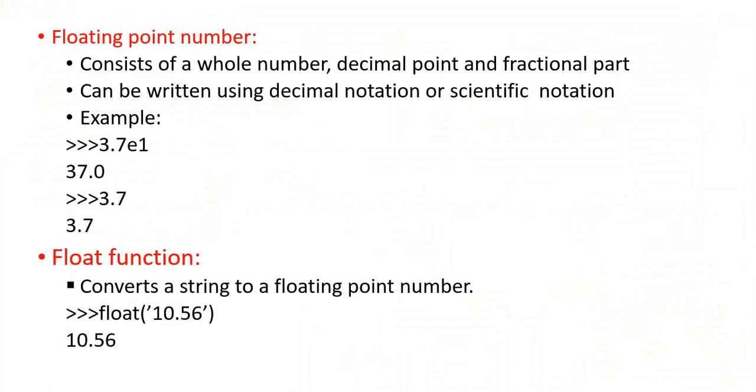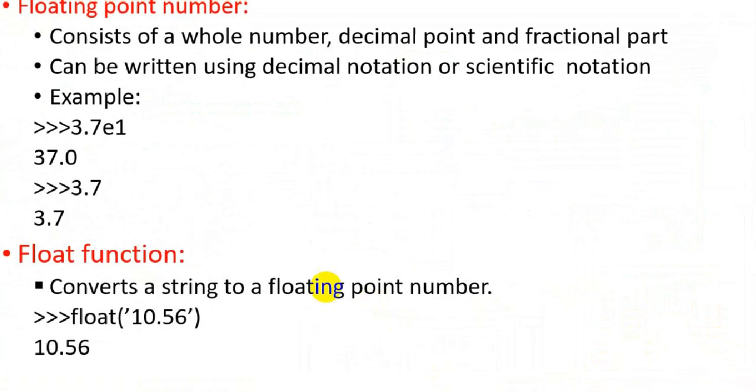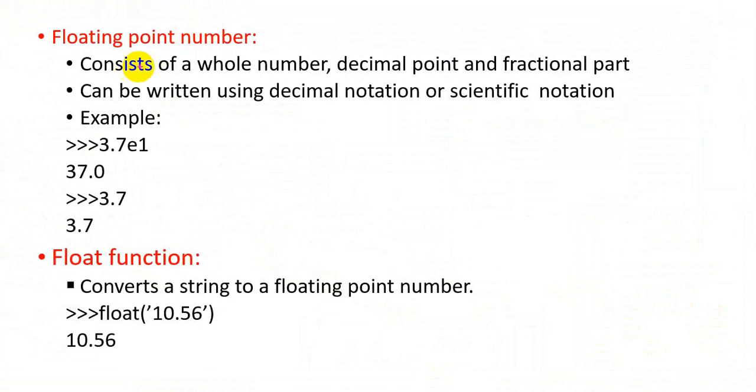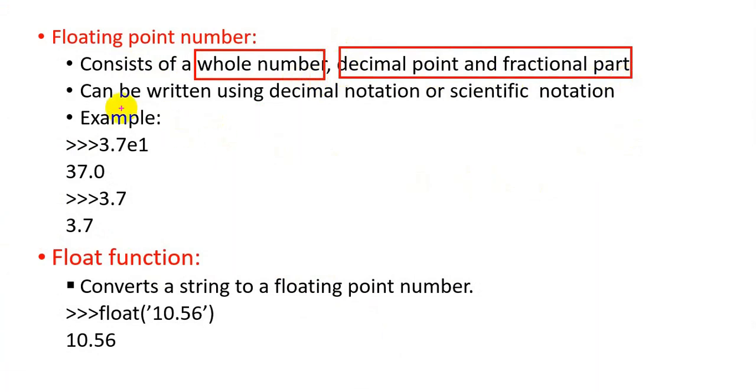Next, floating point number. A floating point number consists of a whole number which contains a decimal and fractional part. It can be written using decimal notation or scientific notation. When you give an exponent, for example 3.7e1, this is known as scientific notation, which will print 37.0. So normally when you write a number like 3.7 with a fractional part, it means that it is decimal notation.